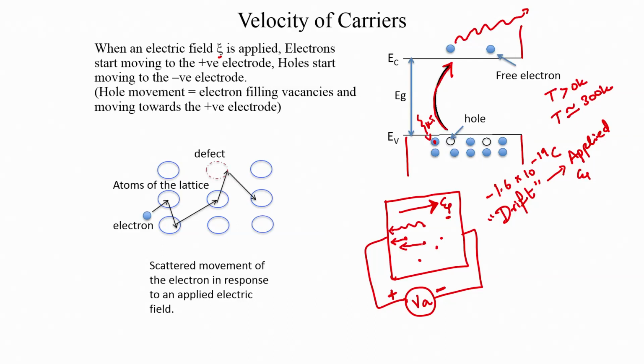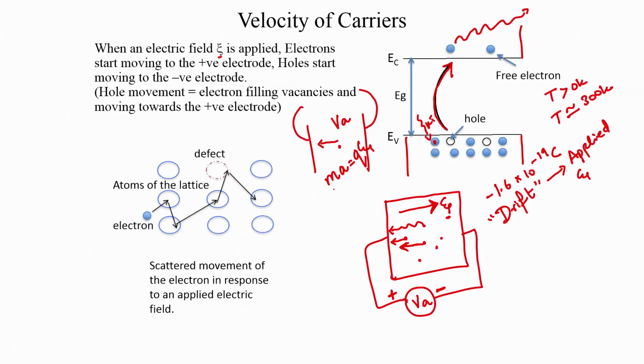Now, the movement of the electron in the semiconductor lattice is quite different from the way it would move in, say, vacuum. If an electron were placed in vacuum, and a voltage were applied across these plates, the electron would experience a force and therefore begin to accelerate. We could write Newton's laws of motion to say that the mass times the acceleration of the electron is equal to the force that the electron feels.